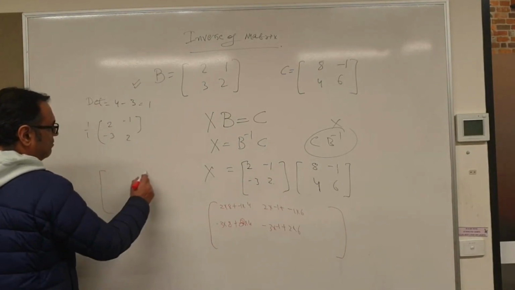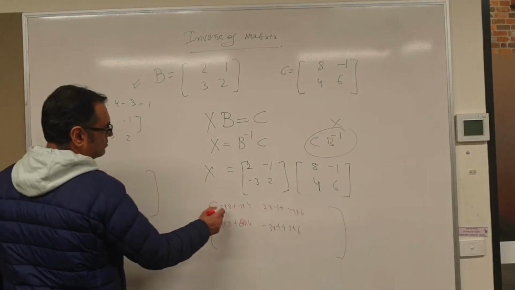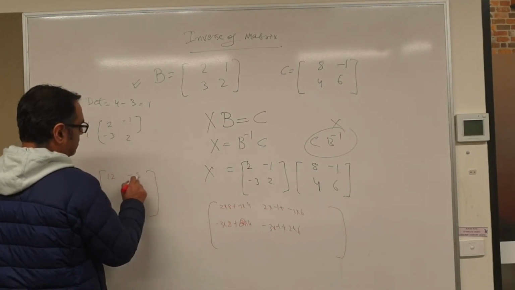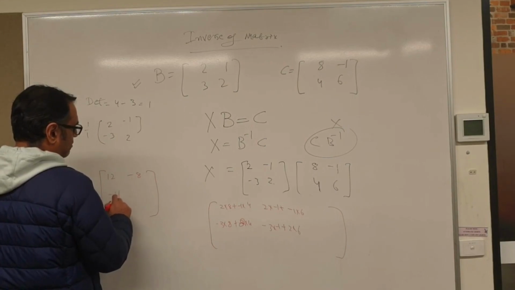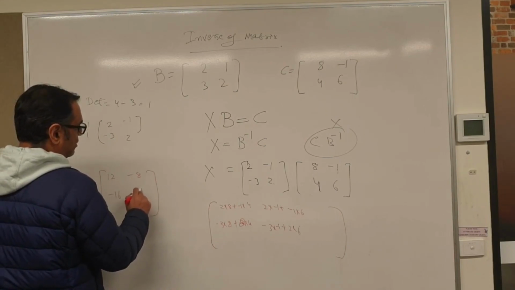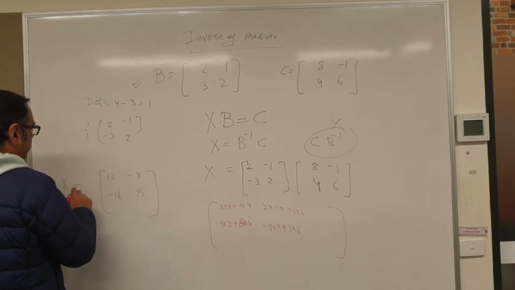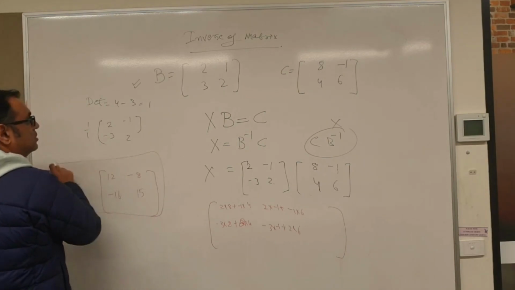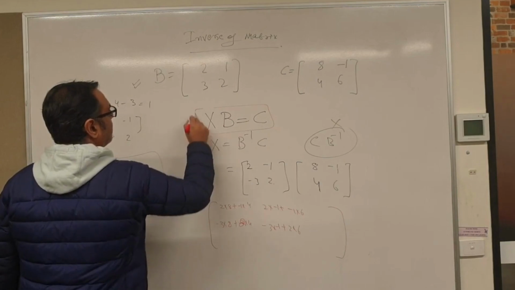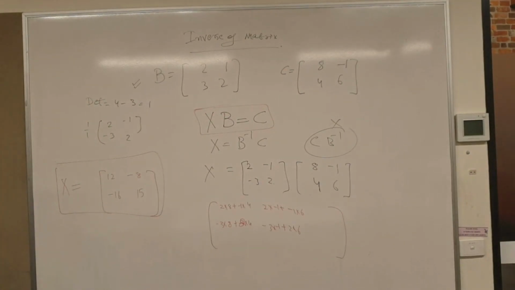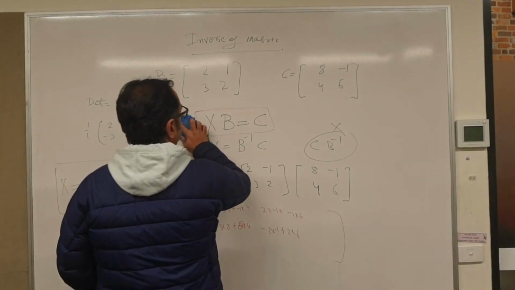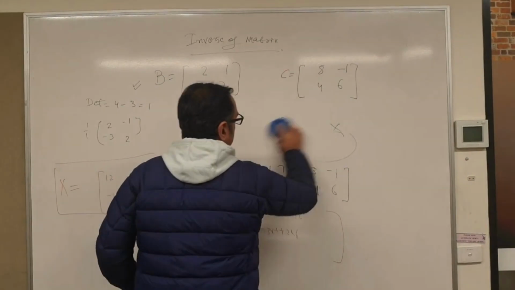What's the final answer now? 12, -8, -16 and 15. That is the value of x. Solved it. All good?